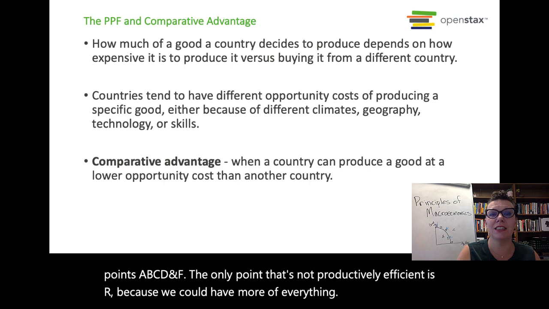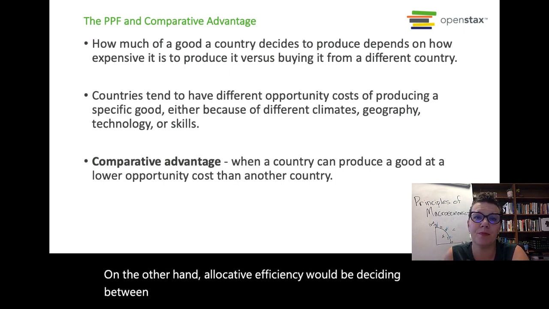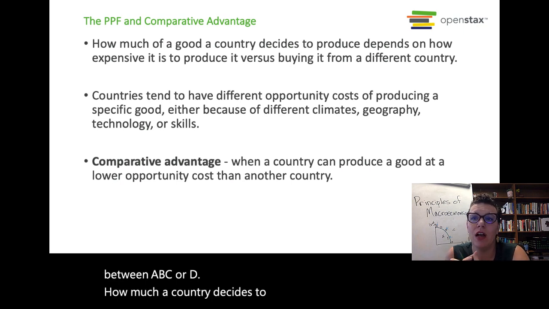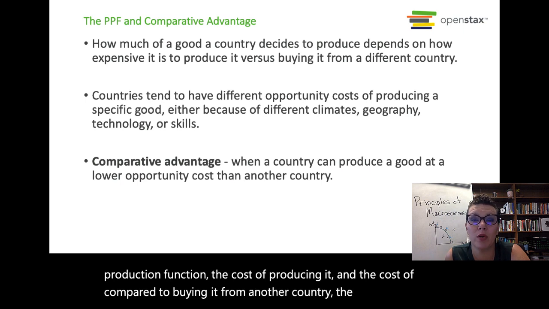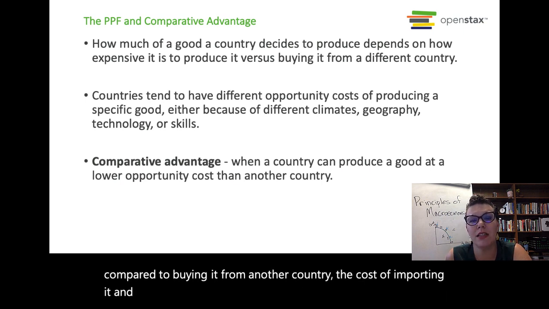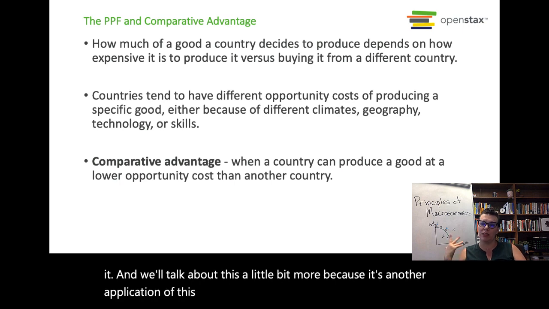On the other hand, allocative efficiency would be deciding between A, B, C, or D. How much a country decides to produce depends on their production function, the cost of producing it, and the cost compared to buying it from another country, the cost of importing it. And we'll talk about this a little bit more because it's another application of this production possibilities frontier.